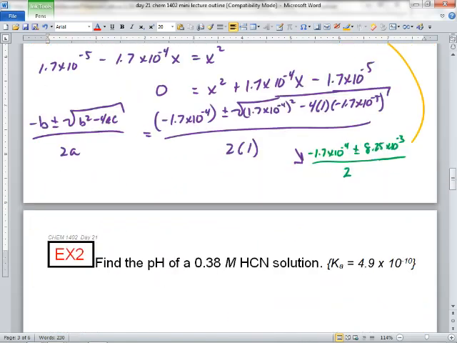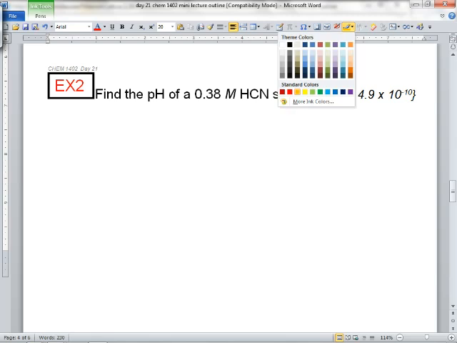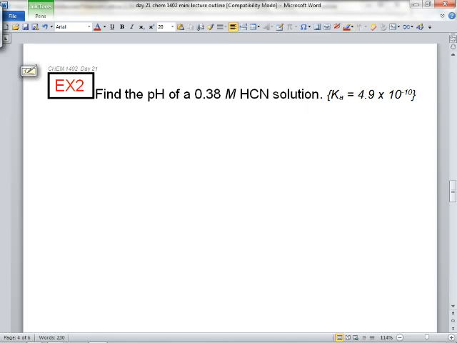So let's take a look at another one of these. But there's going to be a change. And let's just work it through regular, and then I'll show you what the change is when we get there. So Amanda, we want to know the pH of 0.38 molar HCN, and they give us the Ka for HCN. So how would you start here? Exactly. Since it's not a strong acid, we have to do ICE.